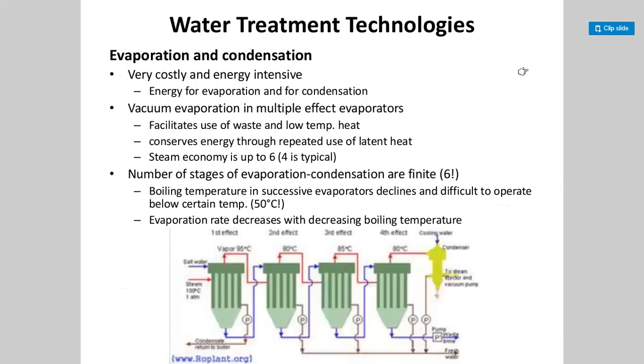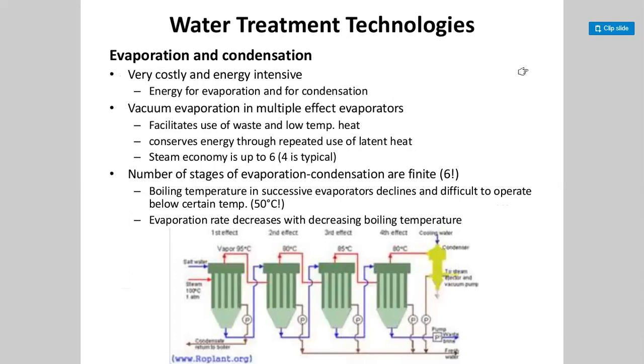Water treatment technology says evaporation and condensation are very costly and energy intensive, requiring energy for evaporation and for condensation. Vacuum evaporation in multiple effect evaporators facilitates use of waste and low temperature heat, and conserves energy through repeated use of latent heat. A steam economy of up to 4 is typical.